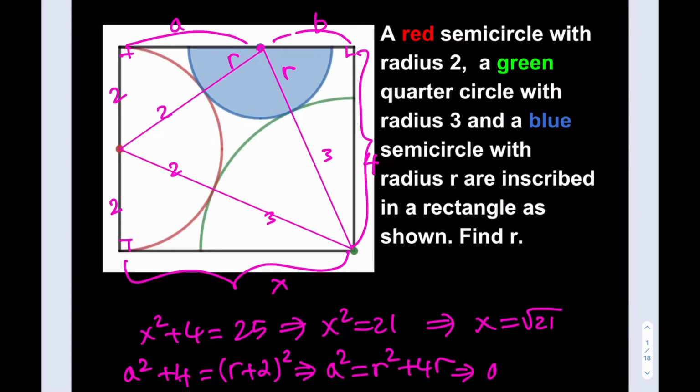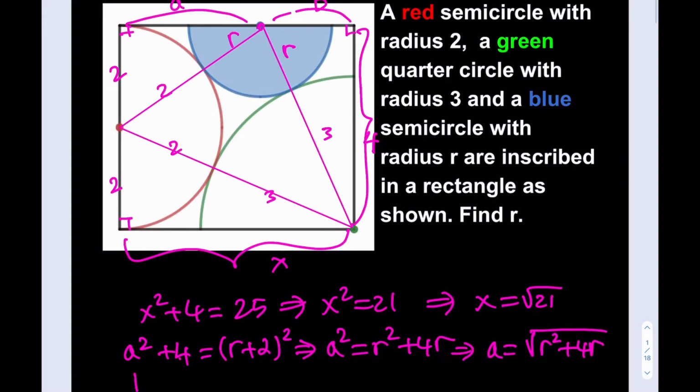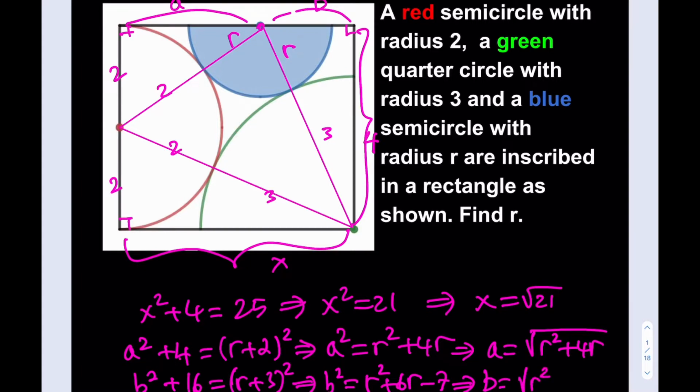Now I can take the square root of both sides, and that gives me the square root of r squared plus 4r. So that's the value of a. Let's go ahead and find b. b squared plus 4 squared, which is 16, is going to be (r plus 3) squared. From here, you get b squared equals r squared plus 6r plus 9 minus 16, which gives you minus 7. Therefore, b is the square root of r squared plus 6r minus 7.